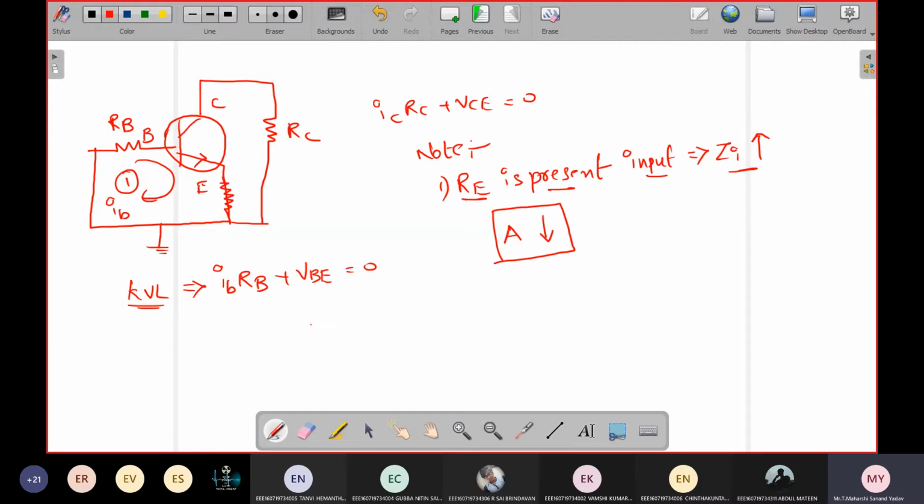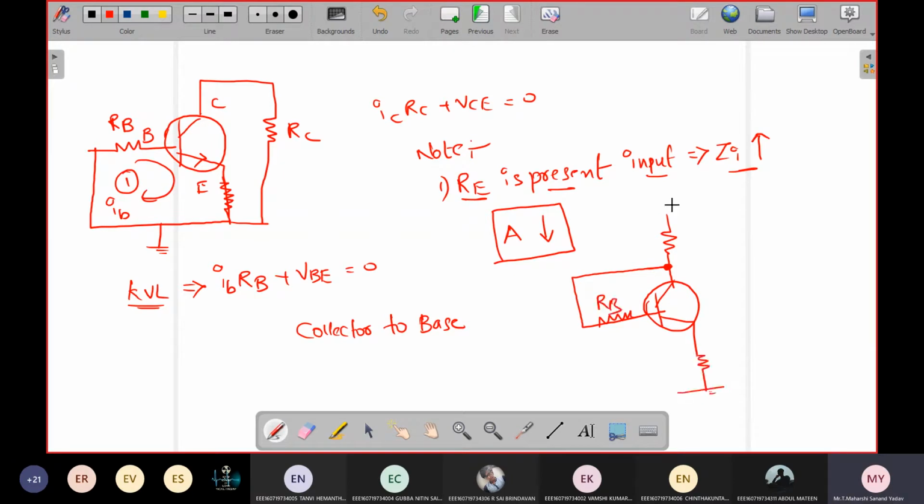Next, in collector to base bias, what has happened? Collector to base bias means directly I need to take feedback from the output of the collector. From here itself, I need to take the feedback, from here to here. This is direct feedback, and if you want, you can add a resistor also. This is RB. Suppose RE is there, what will happen in this case?